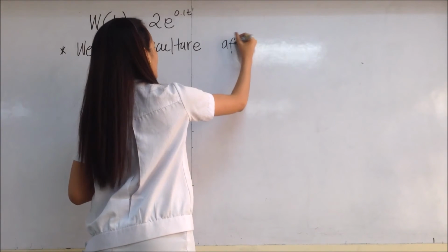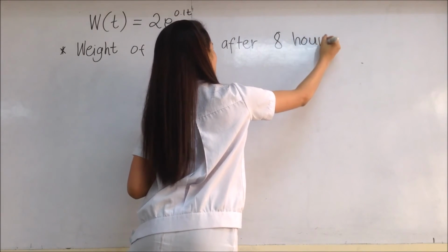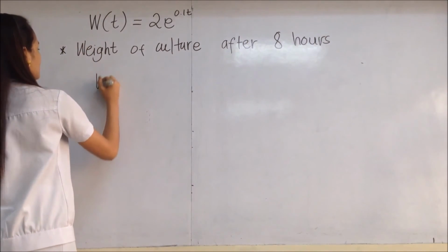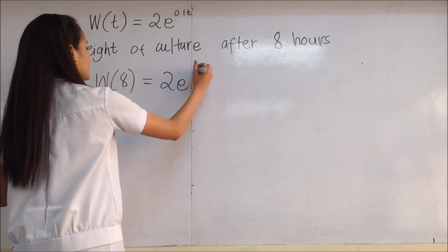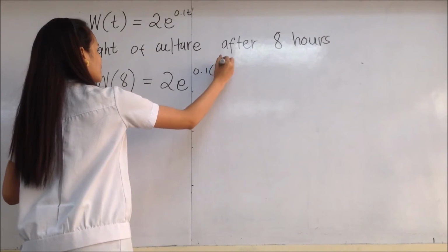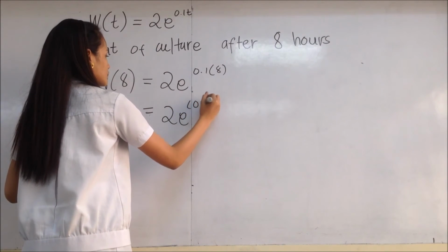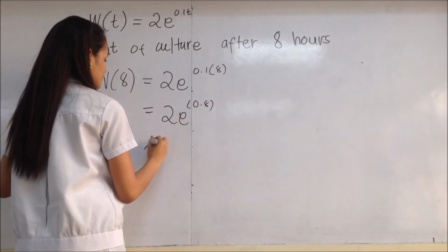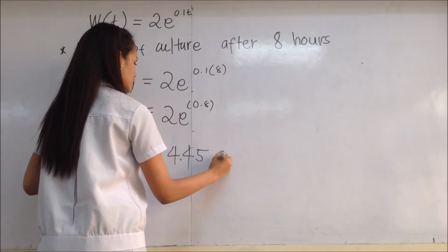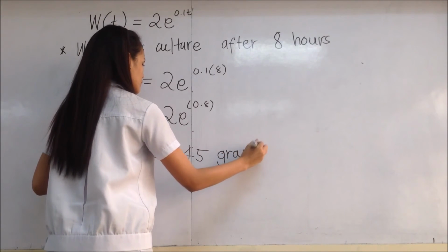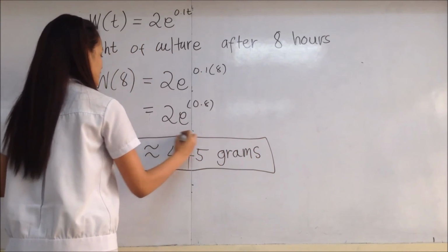All we have to do is just to substitute 8 to t, since t is the number of hours. So substituting, we have W of 8 is equal to 2e raised to 0.1 times 8. Simplifying further, we have 2e raised to 0.8. And using your calculator, we will have 4.45 grams. So 4.45 grams is the weight of the culture after 8 hours.